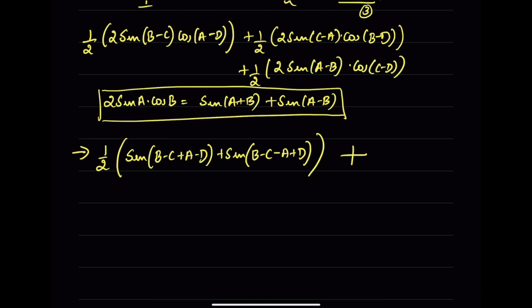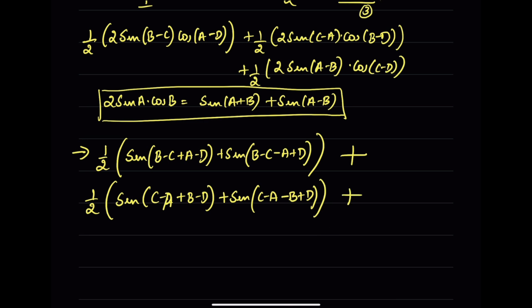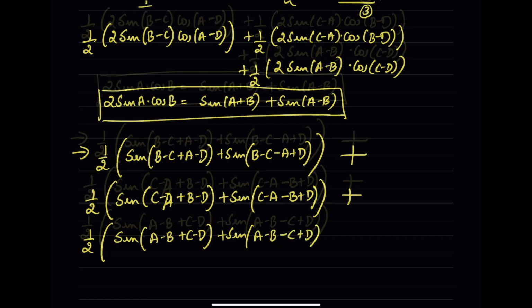Now I'm going to address the second part, which is 1 by 2 times sine of, again a plus b is c minus a plus b minus d, and the second part would be sine of a minus b, which is c minus a minus b plus d. Write a plus here. Then the last part is sine of a minus b plus c minus d plus sine of a minus b minus c plus d.